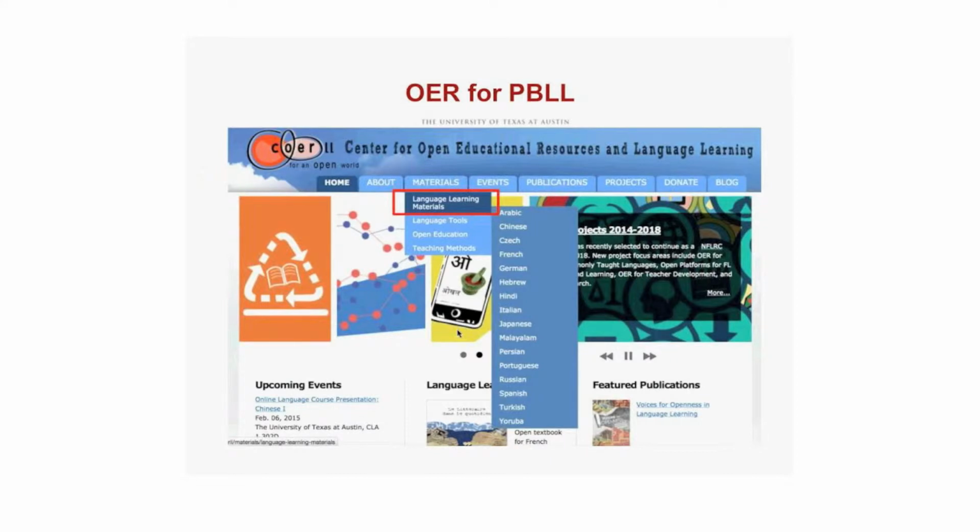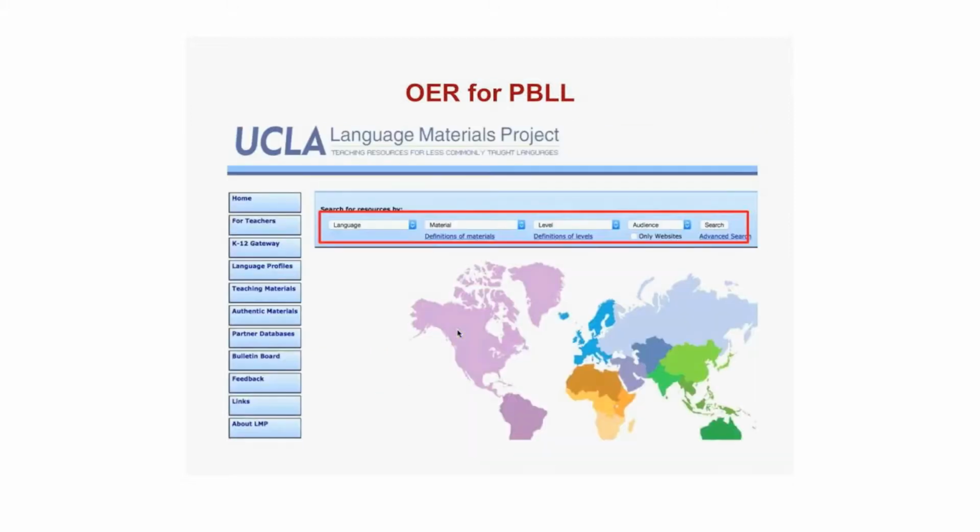The next one is the Center for Open Educational Resources and Language Learning at the University of Texas at Austin. On this website, you can see language materials in different languages, Arabic, Chinese, and more than 10 languages here. In the UCLA Language Materials Project, they provide options for you to search OER by different criteria: language, material, level, and audience.